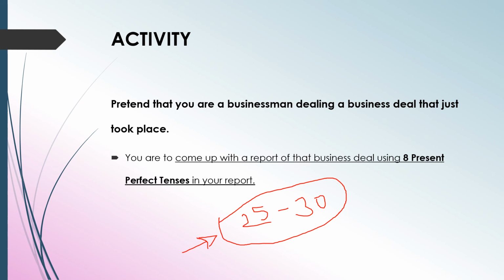Okay, let me reduce the volume. Produce it within 20 to 25 sentences. In those 20 to 25 sentences you have to use 8 present perfect tenses, and that's the activity. You can do it now by pausing here and carrying on, or you can do it later. It's up to you. Don't hurry, don't rush.